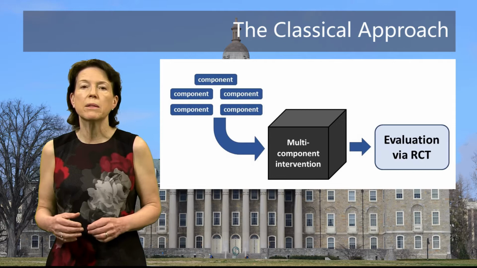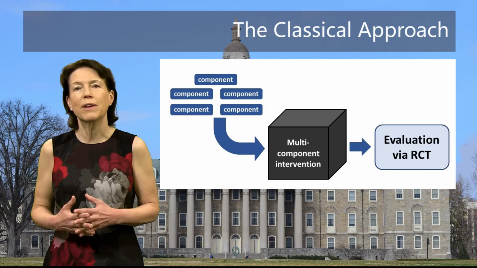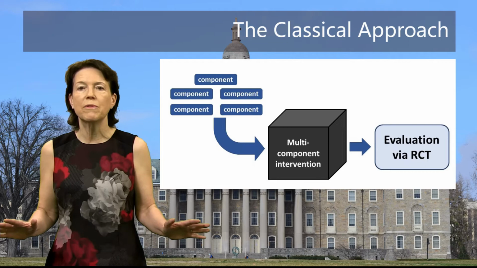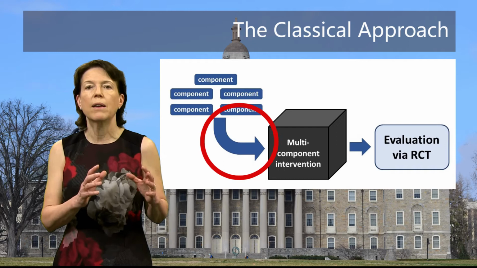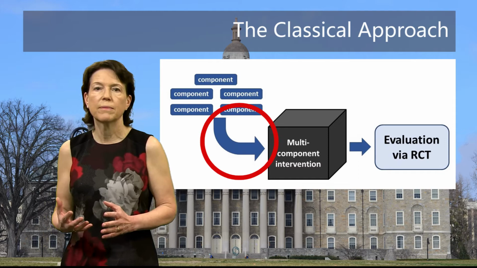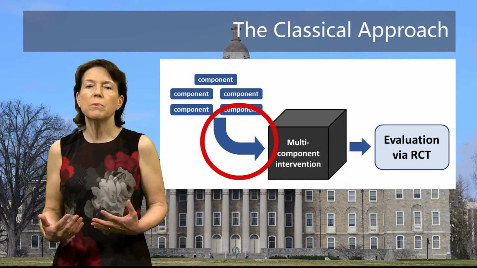Now, what is wrong with evaluating an intervention by means of an RCT? This is important. There's nothing wrong with doing that. There's nothing wrong with evaluating an intervention by means of an RCT. The problem that my collaborators and I have is right where the circle is on the figure that you see. It's in the transition between identifying a set of components and assembling them into a multi-component intervention. There's a lot of information we need that is not included in the RCT.